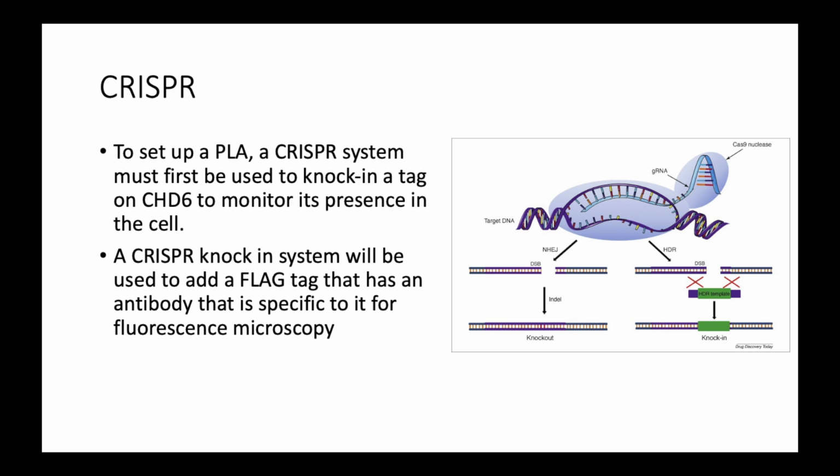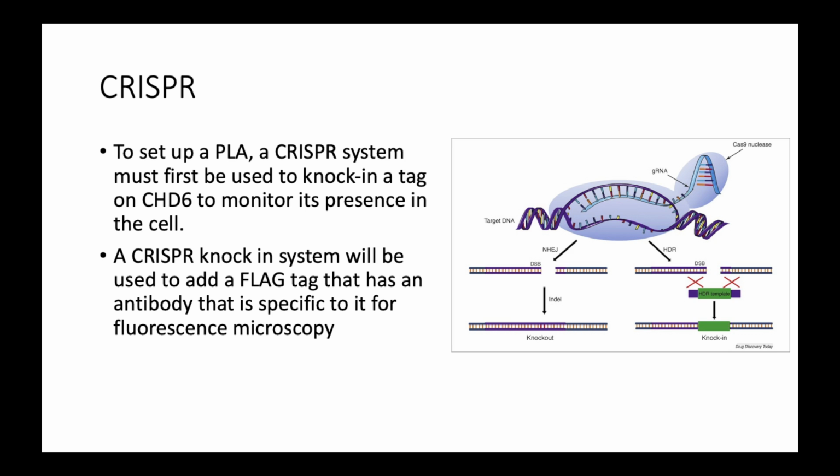To set up a PLA, a CRISPR system must first be used to knock in a tag on CHD6. This will allow us to monitor its presence in the cell. In this case, a CRISPR system must first be used, as there are no good antibodies that work against endogenous CHD6 that are commercially available. The CRISPR knock-in works by creating a double-strand break in the DNA sequence for CHD6. This is done with the use of a protein called SPRY. The cells work to repair the damage, but homology directed repair occurs with a donor sequence that we will add during the CRISPR process.